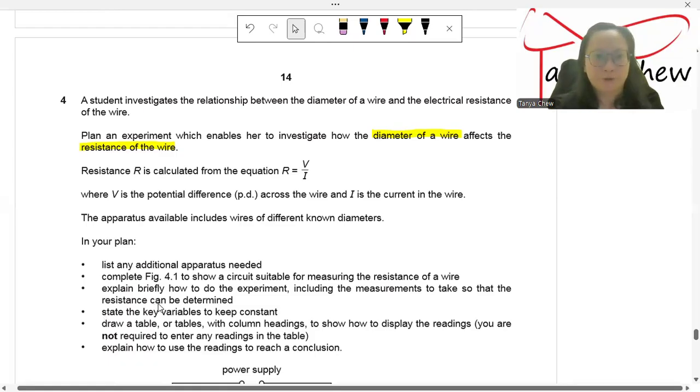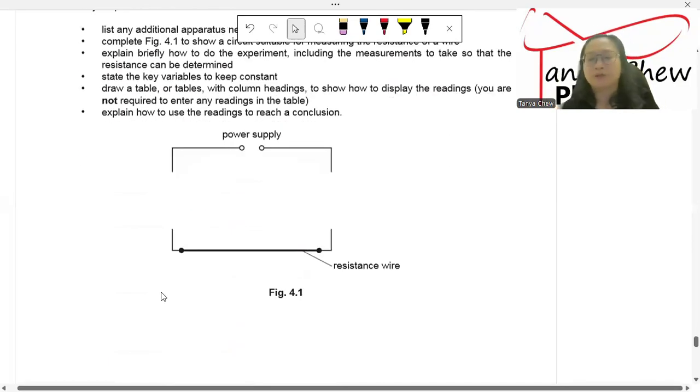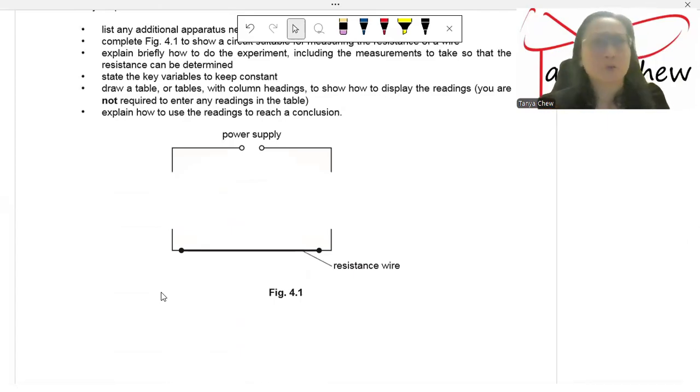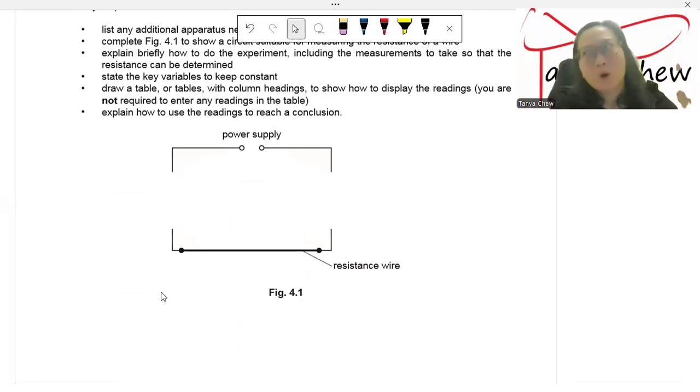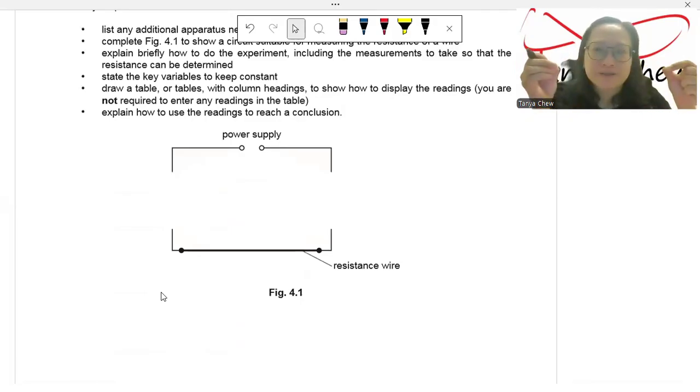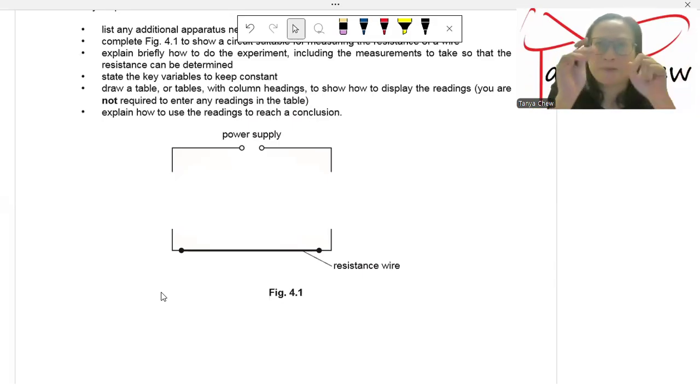The apparatus available includes wires of different known diameters, and in your plan, list any additional apparatus needed. Before that, complete Fig 4.1 to show a circuit suitable for measuring the resistance of a wire. Do you know what a resistance wire is? A resistance wire is a wire without insulator. It is like a piece of very thin metal, maybe copper, maybe zinc, maybe constantan. The wire is not naturally straight. Therefore, in order to measure the resistance of the wire, because this is the relationship between the diameter of the wire and the resistance, the length of the wire must be constant.